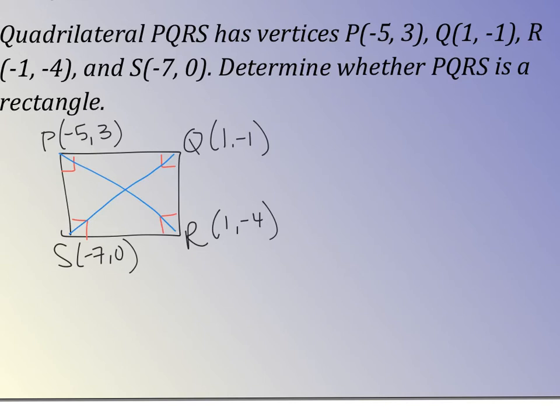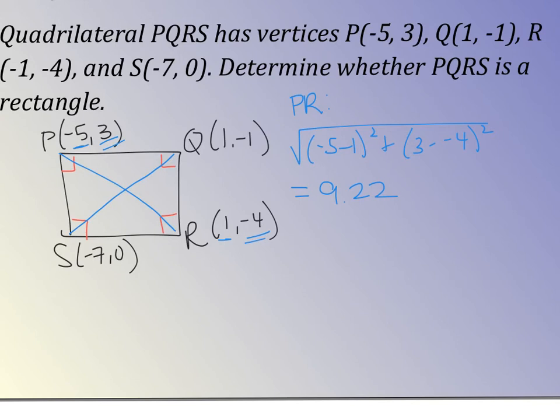So if I wanted to find the length of PR, I'm going to use my distance formula. So I'll think x1 minus x2 squared plus y1 minus y2 squared. And when I calculate that, I end up with approximately 9.22.